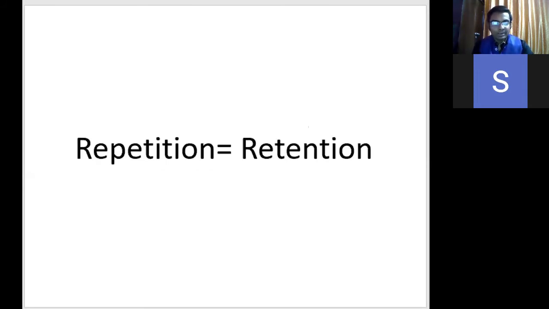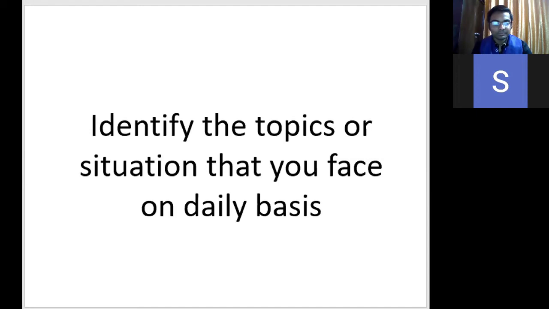Repetition is equal to retention. Keep on repeating the sentences and vocabs which you learn. Every day, I guess, 5 or 10 vocabs you should learn. If you keep on repeating, if you keep on speaking those sentences, automatically you become perfect. And the more you repeat something, the chances are that it is going to be retained for long.